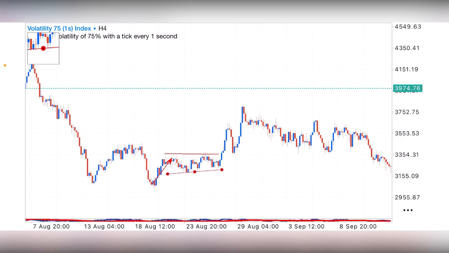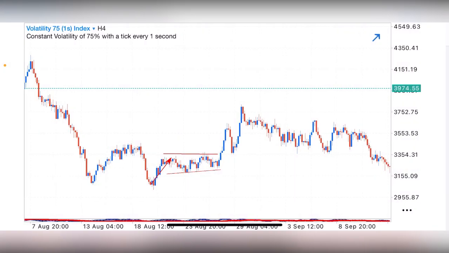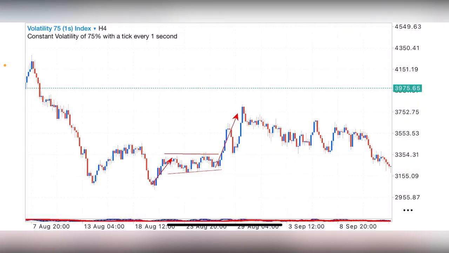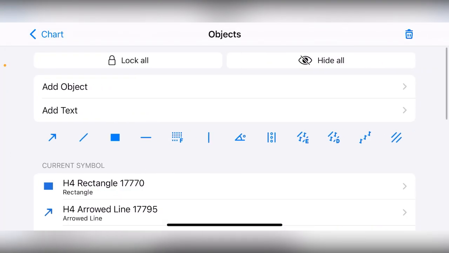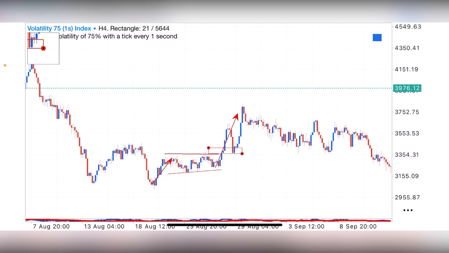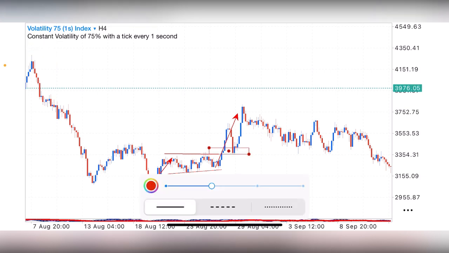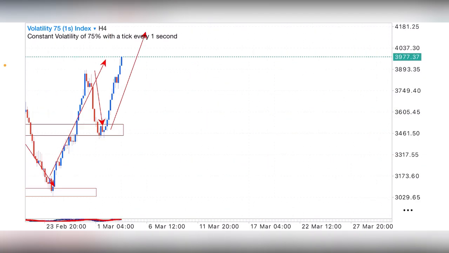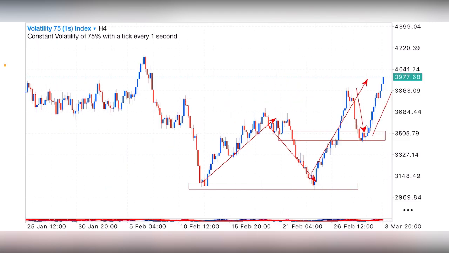Right there, it created that rectangle. After creating that rectangle, it did what? It continued with the trend. So you take your entries on sensitive spots like this. You see that one: breakout, retest, and the market shooting where? To the upside. So you just look for the one that is formed at that moment. The one that we have currently is this one.